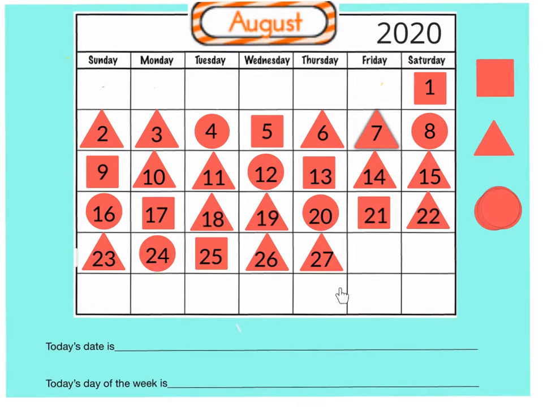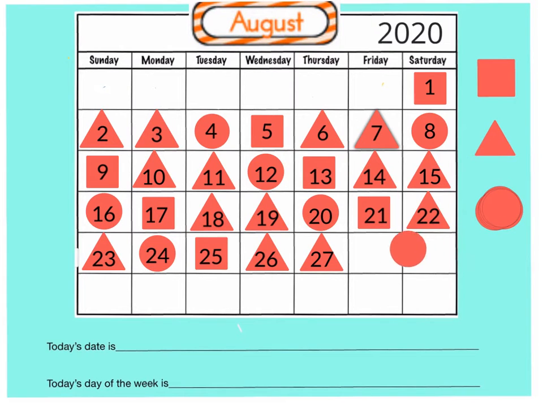Square, triangle, triangle. What do you think comes after the second triangle? If you can't remember, look at the two triangles and then what shape comes after that. If you said circle, nice job. All right, I'm going to bring a circle over and we are going to add our number.